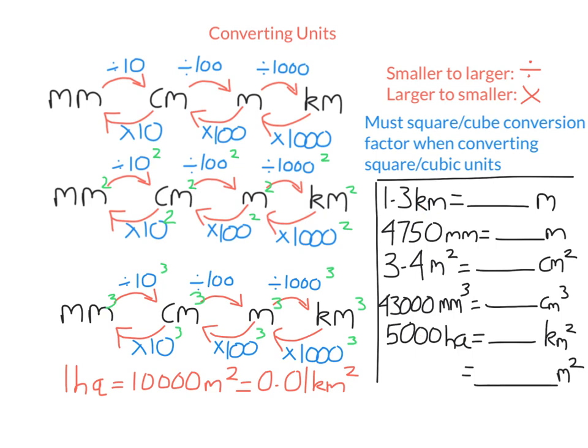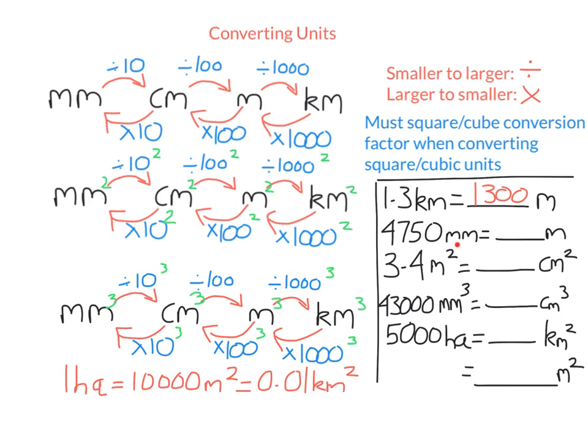So let's look at these conversions here. I want to go from 1.3 kilometers to meters. So chart, from kilometers to meters, I times by 1,000. I just go 1.3 times 1,000 on my calculator, I get 1,300.